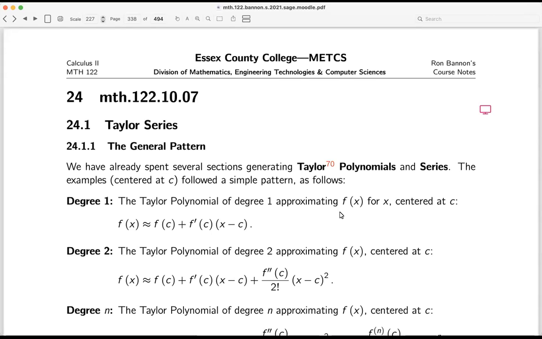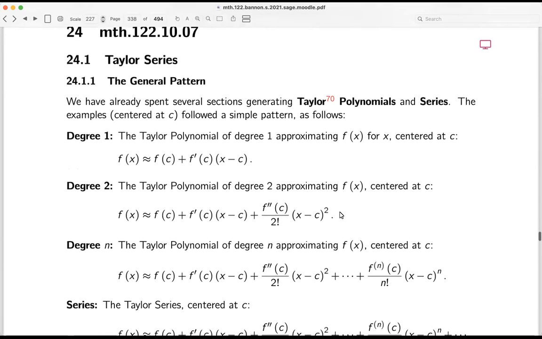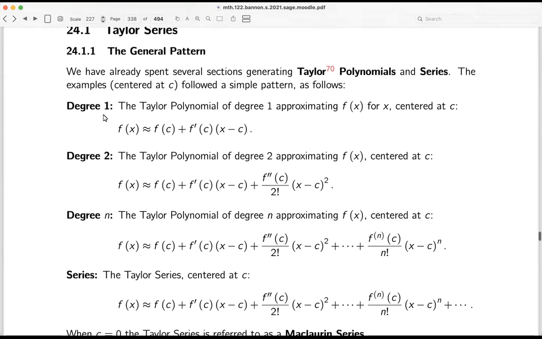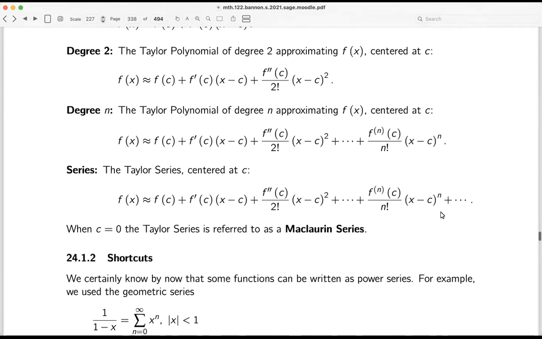Okay, we're in section 24, Taylor series, stuff that we've partially covered already. We certainly did the Taylor series before and the general pattern for it. You know, degree 1 Taylor series, degree 2 Taylor series. These are ones that are centered at c. Degree n Taylor series, and then the series itself. That's the infinite series.